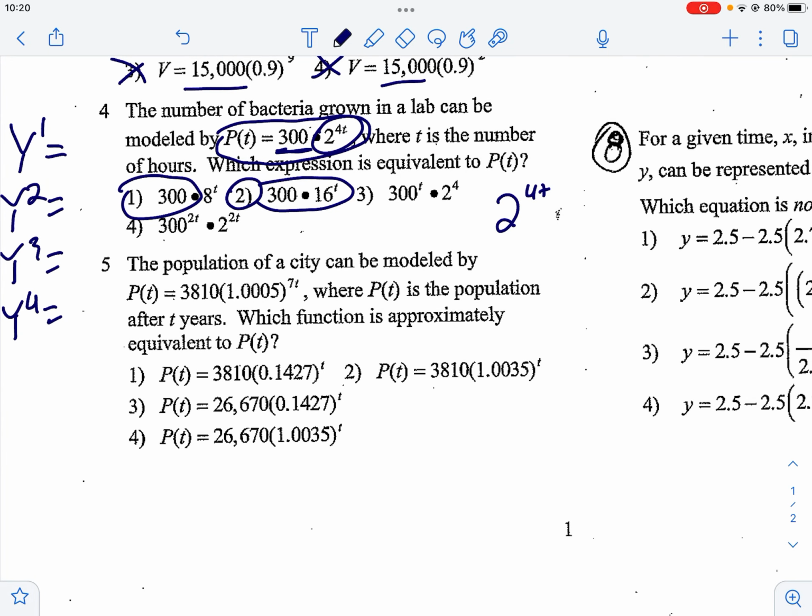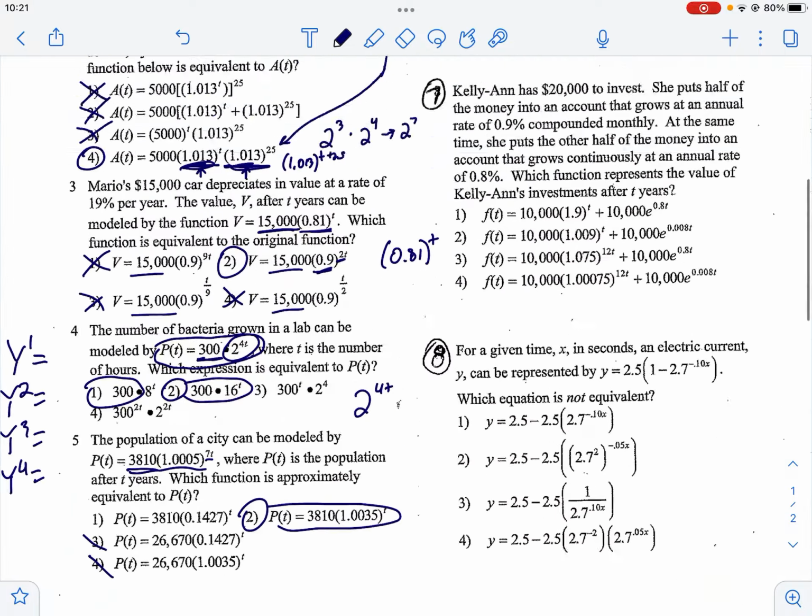All right, lastly, in this first type of problems, for number 5, we have another situation where we're given a starting value of population of 3,800. We see our growth factor and then the exponent of 7t. So again, looking through our answers, we can immediately hone in on 1 and 2 because those have the same initial starting value. If we were to raise 1.005 to the 7th power, we would end up with 1.0035. Answer choice 2, which is correct.